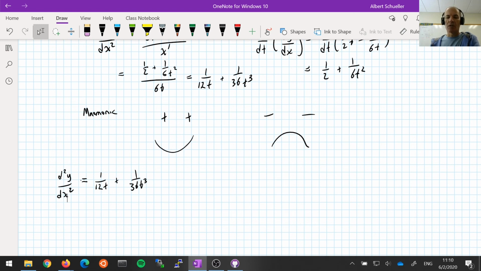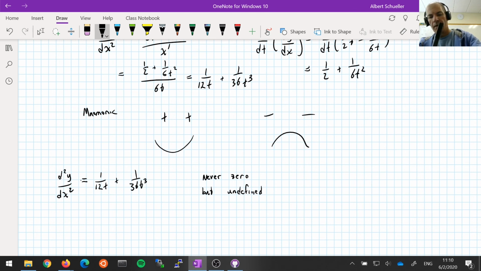Can it change sign because of a place where it's undefined? Well, where is this thing undefined? So it's never 0, but it is undefined at t equals 0. So we can allow for the possibility that it changes sign at t equals 0.